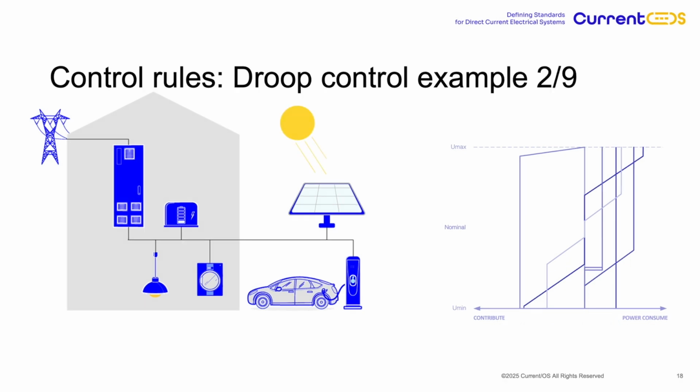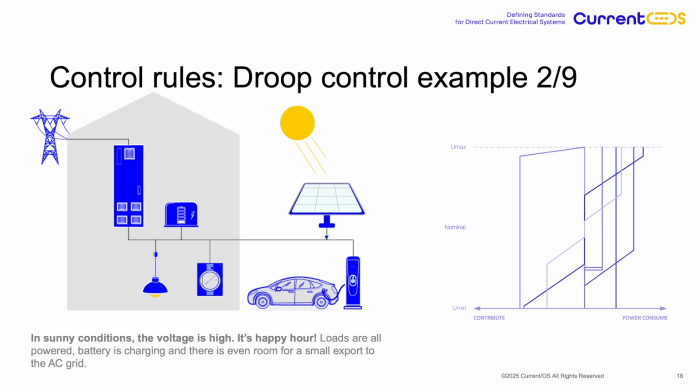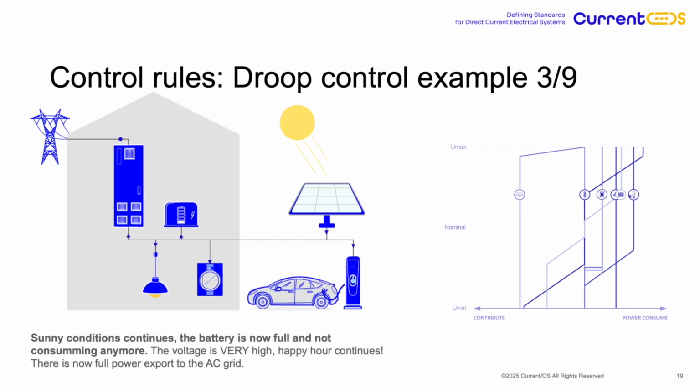Imagine this is a sunny day. The photovoltaic panels are producing power, raising the voltage to a stable level. The system naturally finds its equilibrium, providing enough energy to supply all loads, recharge the battery, and even export a small amount to the public grid. This ideal situation continues until the battery becomes fully charged. Once full, the battery can no longer absorb energy. As a result, the system voltage rises to a higher level, finding a new equilibrium. This forces the system to export more power to the public grid.